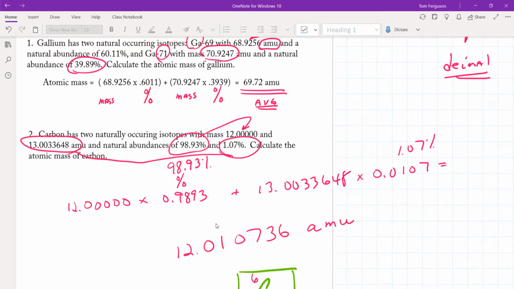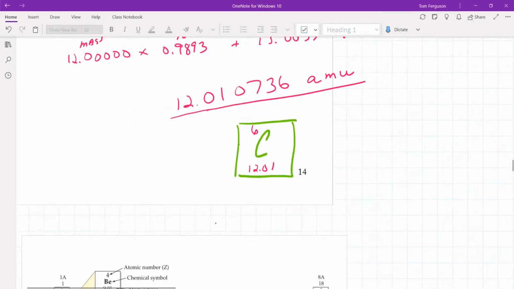Times the AMUs of carbon 12. Doing the same thing over here, converting the 1.07% to a decimal, times the mass of the carbon 13, adding those together, we'll get 12 point blah, blah, blah, blah. Now, if you look on the periodic table, they round it to 12.01.